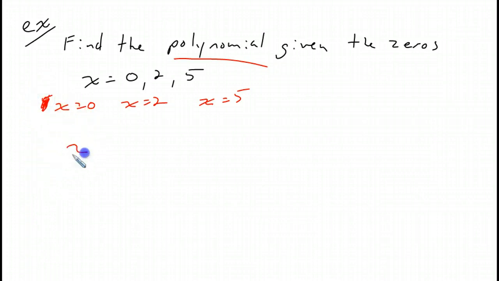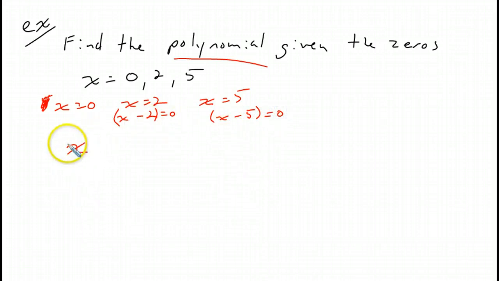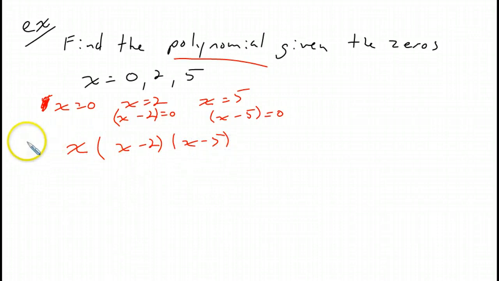So I know that that came from an x term. X equals 2, that came from an x minus 2 factor, because in order to get that thing to 0, I had to have x minus 2. X equals 5, you had to move the 5 over, so this came from an x minus 5 factor. So when I put these things back in the equation, I have x times x minus 2 times x minus 5 equal to f of x. Okay, now it's just a matter of multiplying this out.